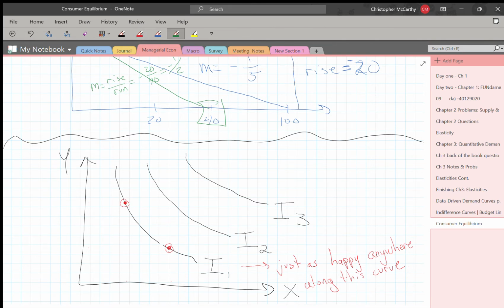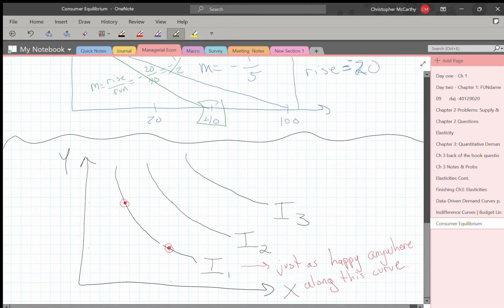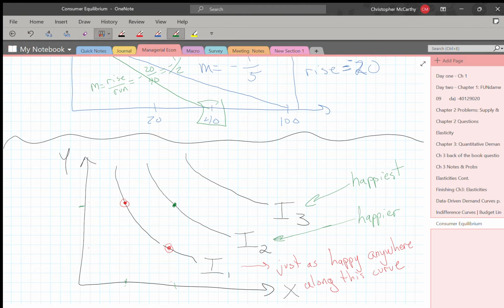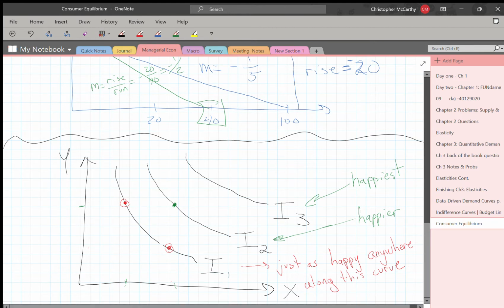But what happens when I jump to a different indifference curve? Well, now here we're consuming the same amount of y as before, right? But instead of only this amount of x, we're consuming way more x. So it's just patently obvious if they're both normal goods, I'm happier on this second indifference curve, right? And then on this third indifference curve, I'm happiest, right? That's even more of the stuff. So the further away I get from the origin, right? Where's the origin? The origin's right here, 0, 0. So the further away I get from the origin, the better off I am as a consumer.